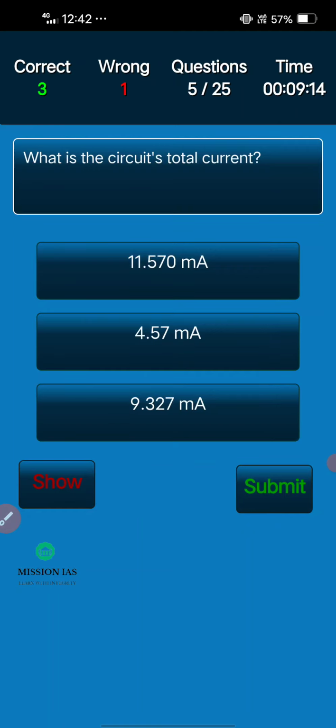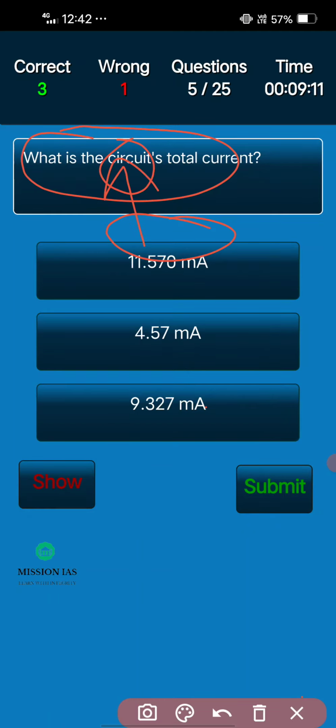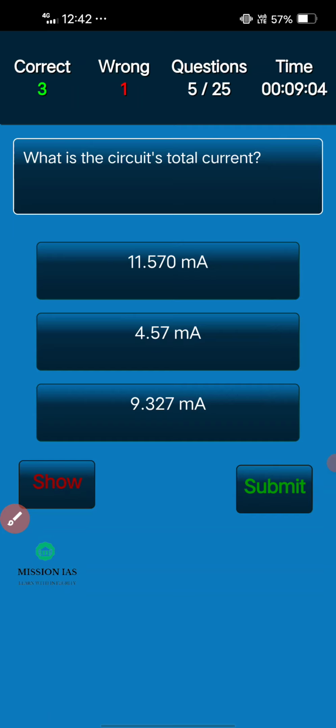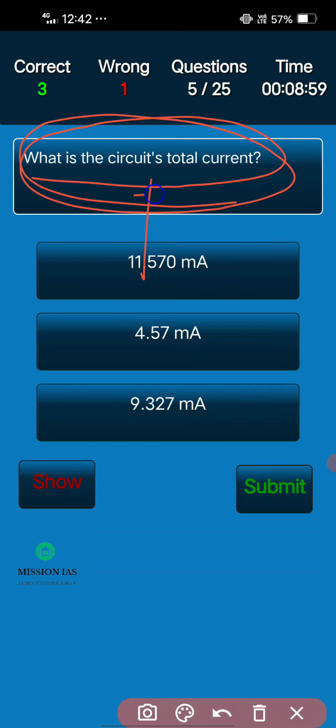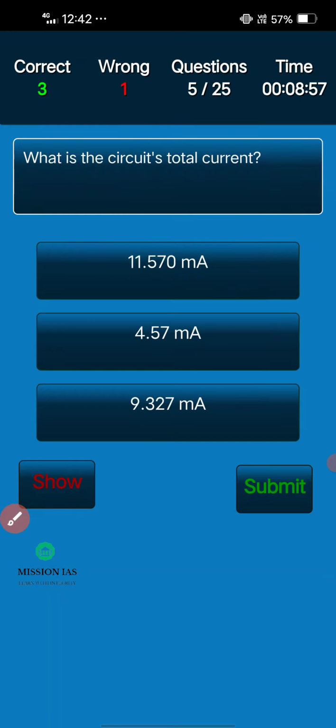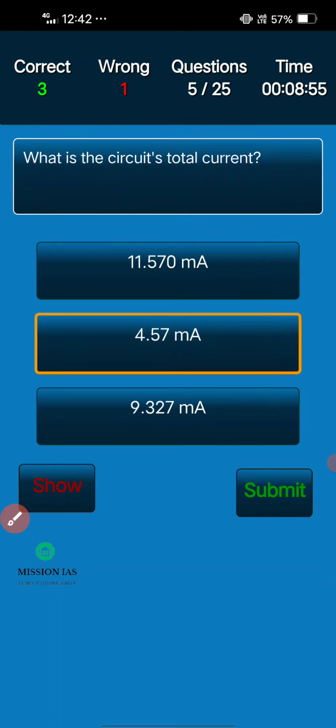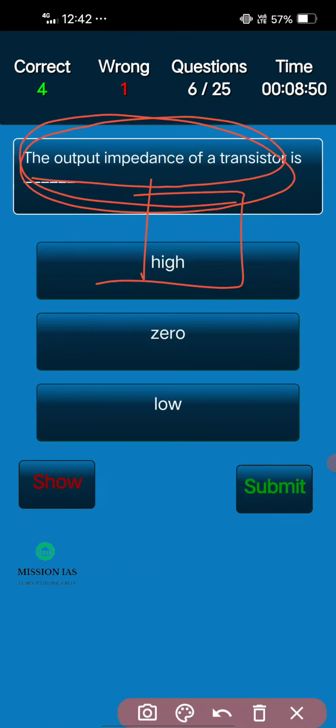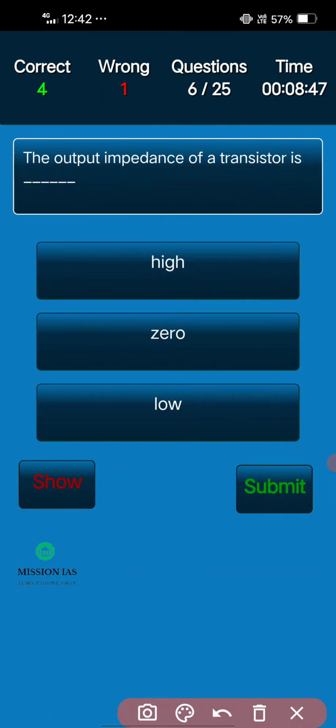Then the next question in front of you is: what is the circuit's total current? I think there is a figure, but here it is missing. There is a figure here that we have to note. So the answer is 4.57. Forgive me for that, because there is a circuit which I should have shown, but it is absent in that question.